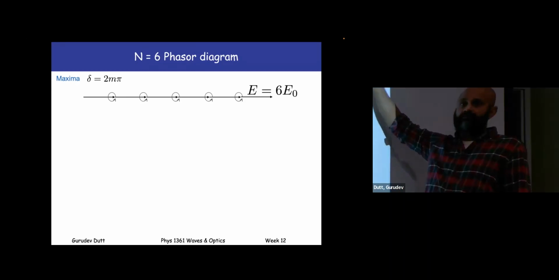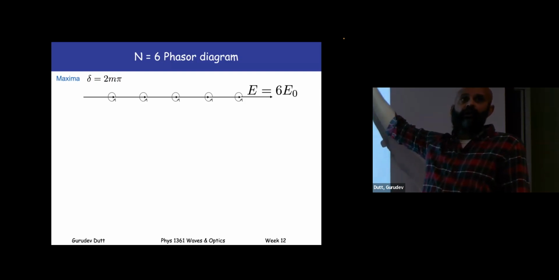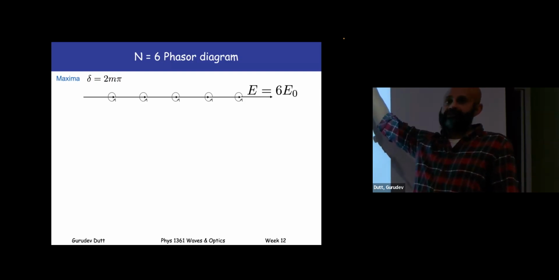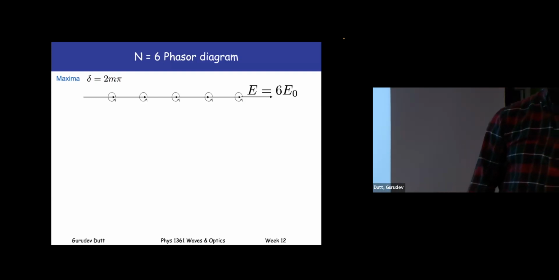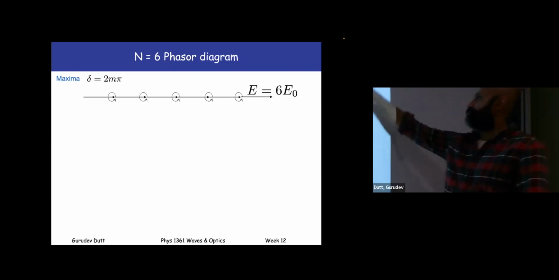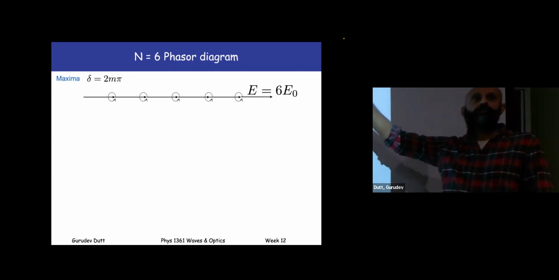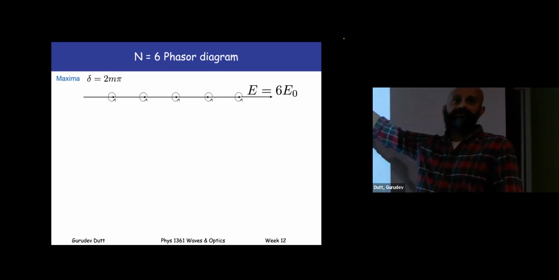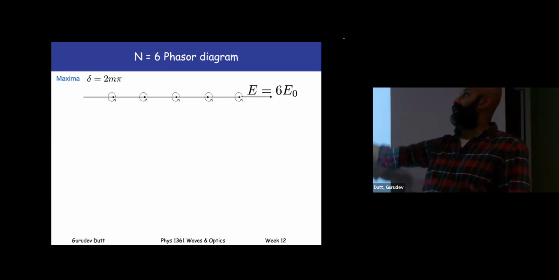So the total electric field is just 6 times the electric field from any one slit or source. When I square that, I get 36 times the intensity from any one slit, which is the n squared I naught that I showed you also comes about from the function sine squared n delta over 2 over sine squared delta over 2. So this is a visual representation of why we get a maximum when delta equals 2m pi. Even if you don't remember the entire derivation on the previous slide, hopefully from this you can understand why delta has to be 2m pi to give you a maximum.